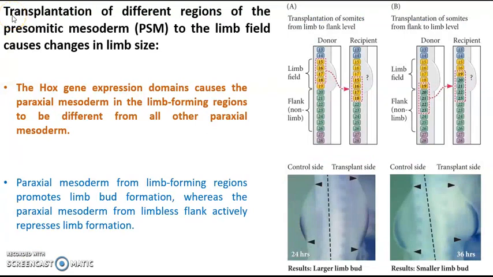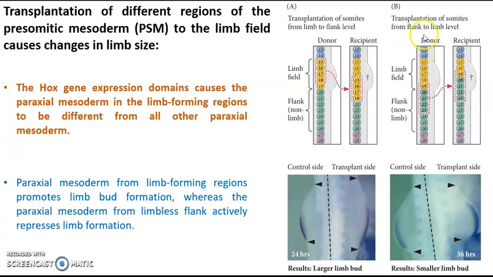Coming to a transplantation experiment of different regions of the presomitic mesoderm to the limb field, which causes a change in the limb size. So there are 2 experiments. In experiment A, there is transplantation of somites from limb to flank level. So the donor's somites in the limb field are transplanted to the recipient non-limb or flank region, thus expanding the limb field.